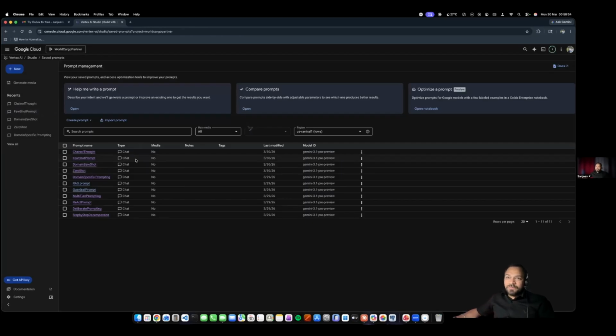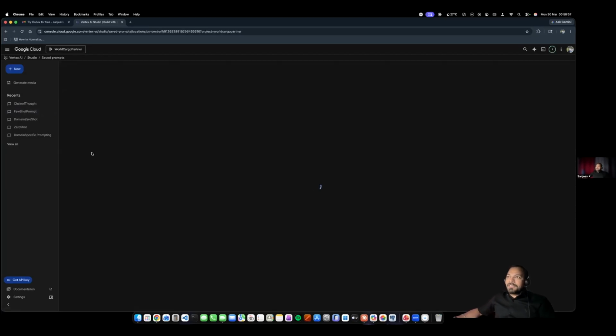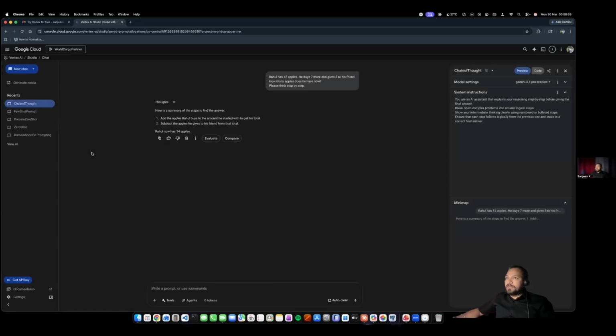After few shot example, we then go to chain of thought. As I mentioned, chain of thought is where you ask the LLM to decide what should be the process flow. Okay, so here the system instructions: you're an AI assistant that explains your reasoning step by step before giving the final answer. Break down the complex problem into smaller logical steps. You're asking the LLM to break it down, but you're not saying what should go for step one, what should go for step two. Show your intermediate thinking clearly using numbered and bullet steps. Ensure each step follows logically from the previous one and leads to a correct final answer.